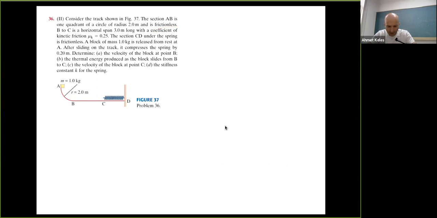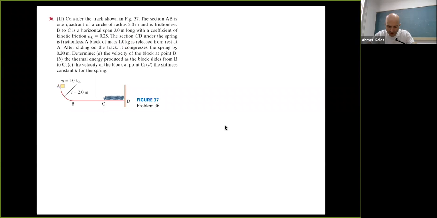But B to C is a horizontal span of 3 meters long with a coefficient of kinetic friction mu k of 0.25. From here to here, it's given, so there's some friction. The section CD here, under the spring, is magically frictionless. And a block of mass 1 kilogram is released from rest at A here.